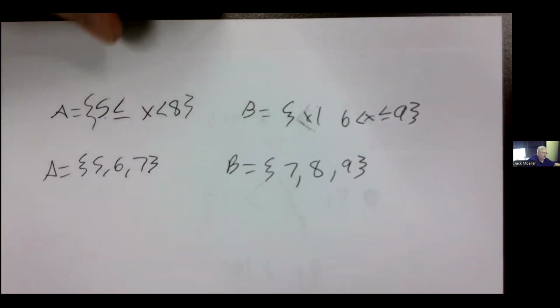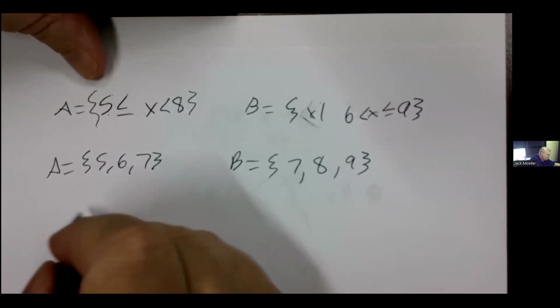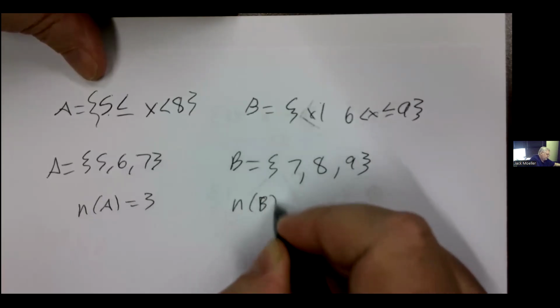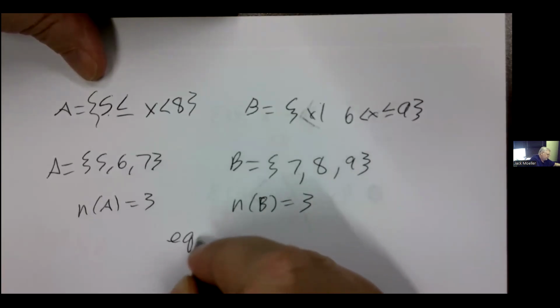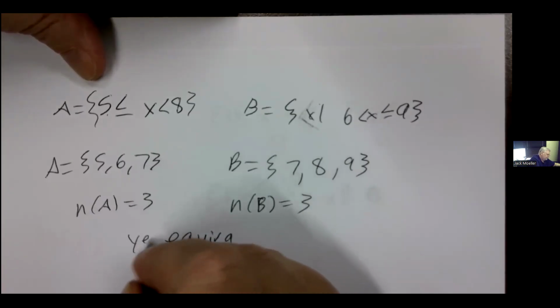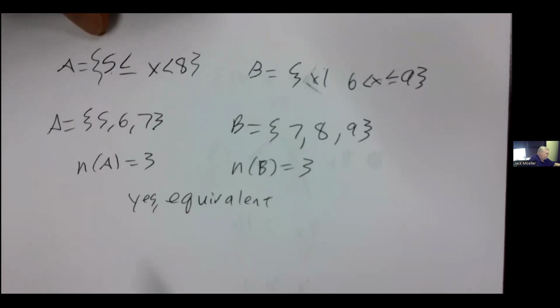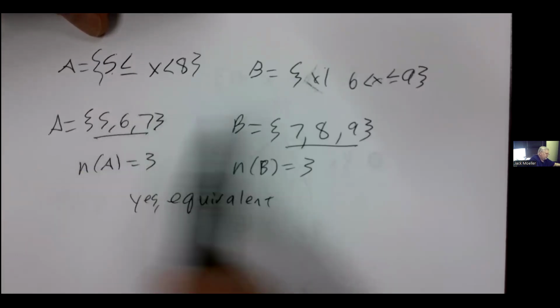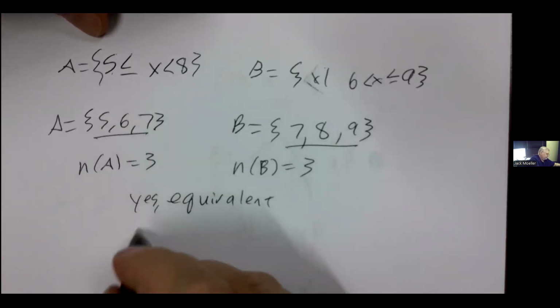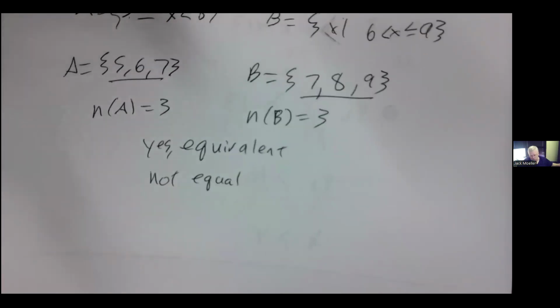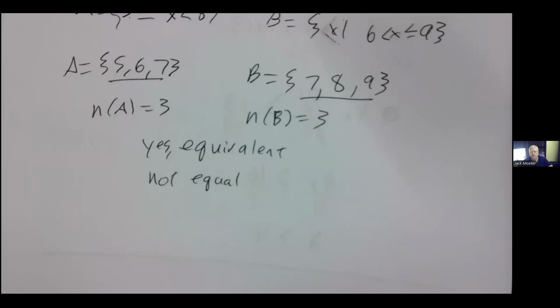Okay. So first of all, are these equivalent? Yes, because A has 3 elements, B has 3 elements. These are equivalent. Okay, but are they equal? No, because they are definitely different sets. This one has 5 and 6. This one has 8 and 9. Okay. Again, pretty typical problem for this from 2.1.